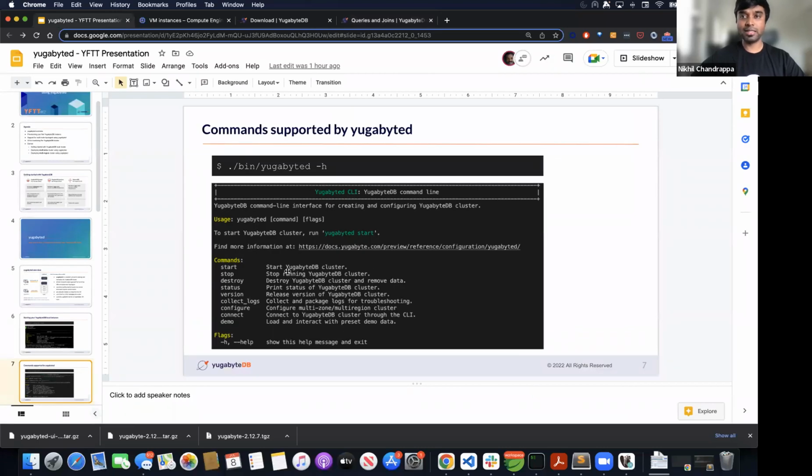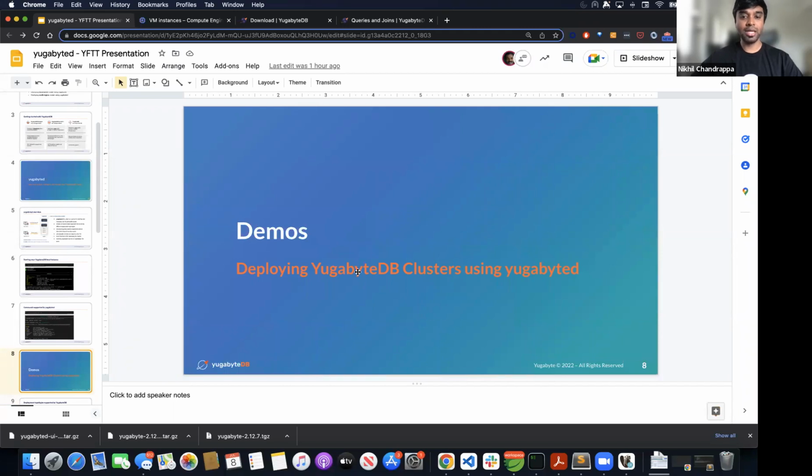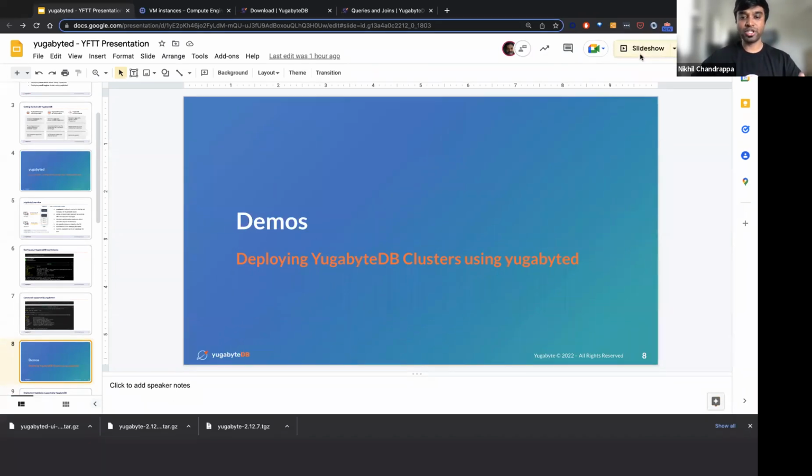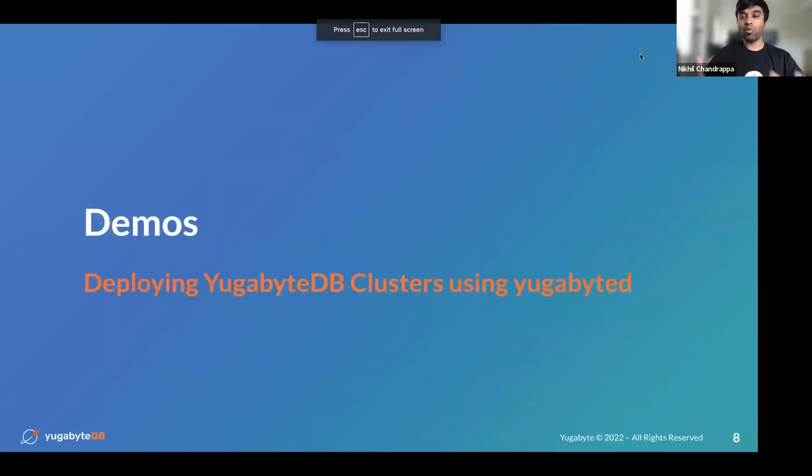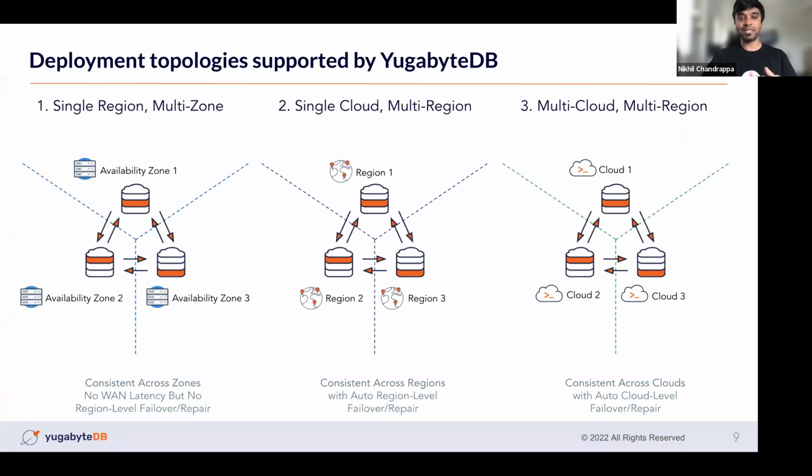Going back to our presentation, let's quickly figure out how we can do this. Now coming to the demos part, we just wanted to show you the learnings we did right now with just the yugabyted start command, and how we can apply this to the more sophisticated or multi-node deployments we support with YugabyteDB. YugabyteDB has a few different topologies that it can support.